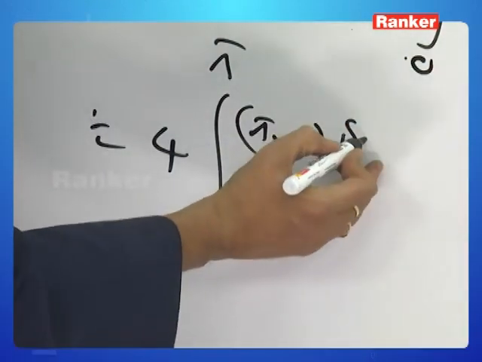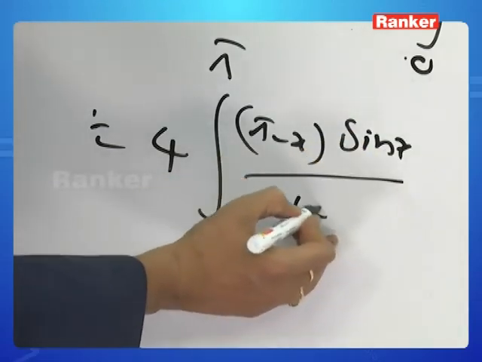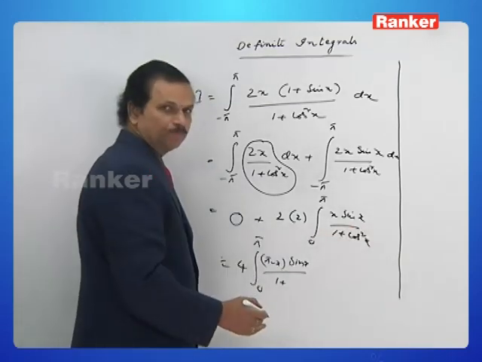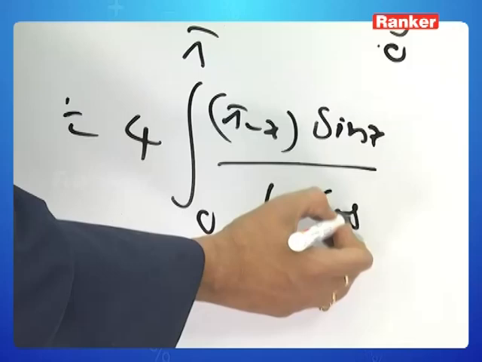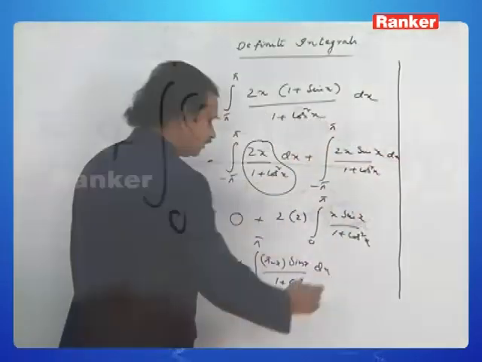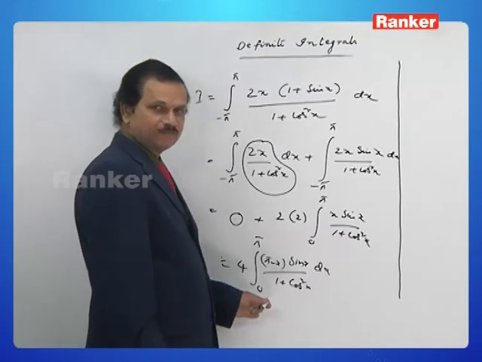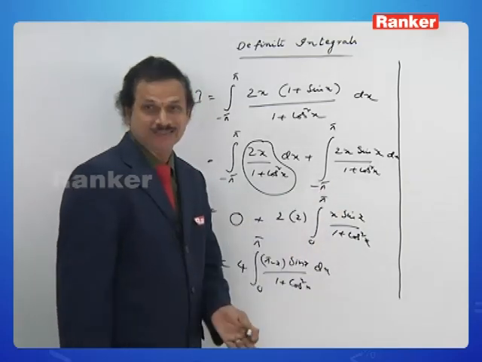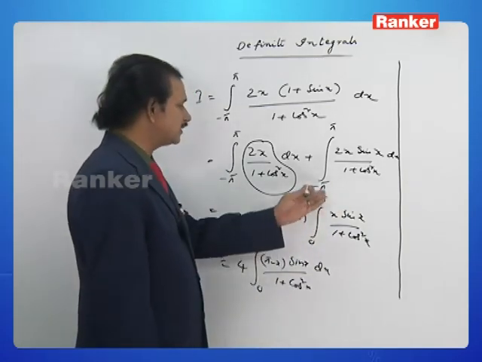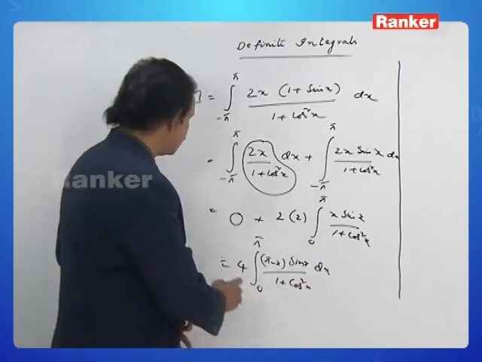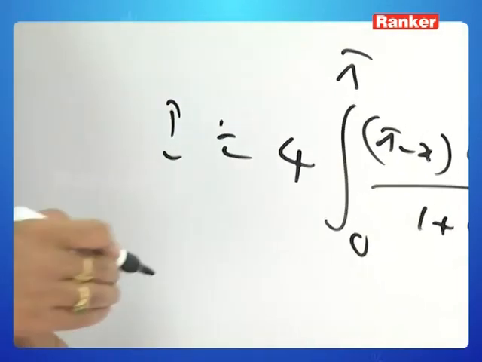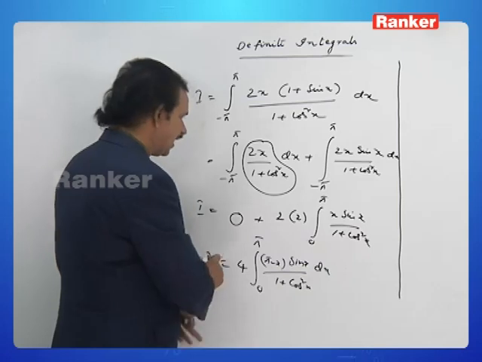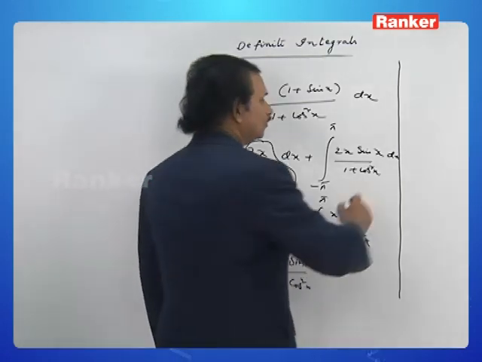Sine of pi minus x is just sine x, and 1 plus cos square of pi minus x is 1 plus cos square x, since cos of pi minus x is minus cos x. How can we get this step? Integral 0 to a of f of x dx is nothing but integral 0 to a of f of a minus x dx. That is, I could have written pi minus x in the place of x. That's all. This is I again. This is I, this is I. Isn't it? You add those two. What happens?